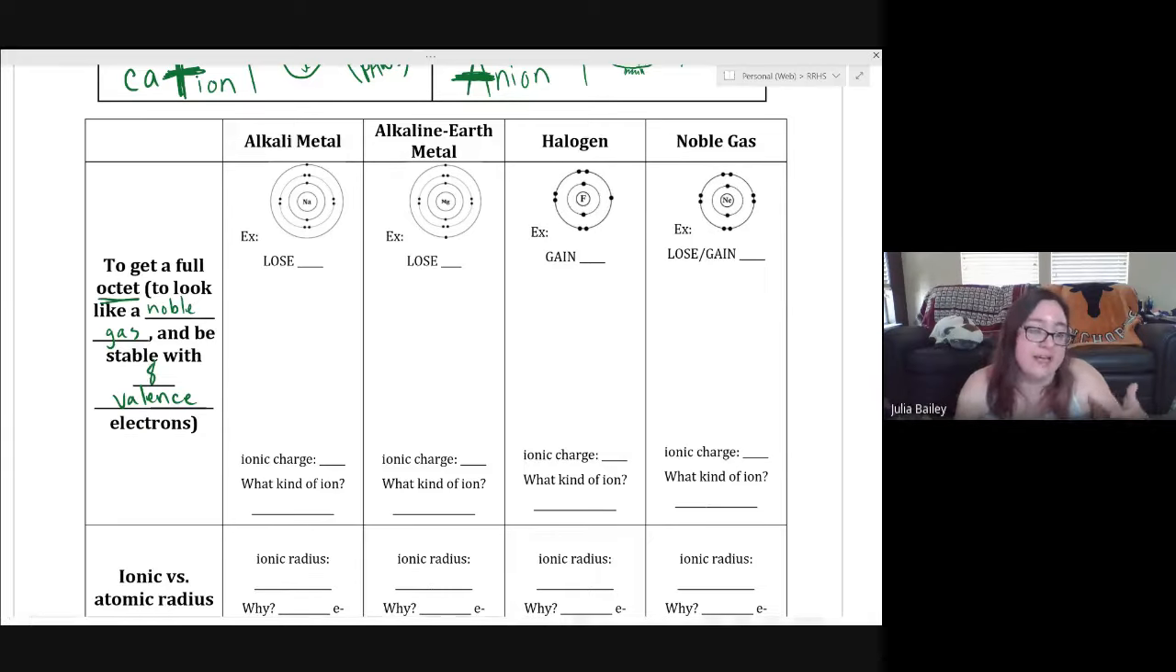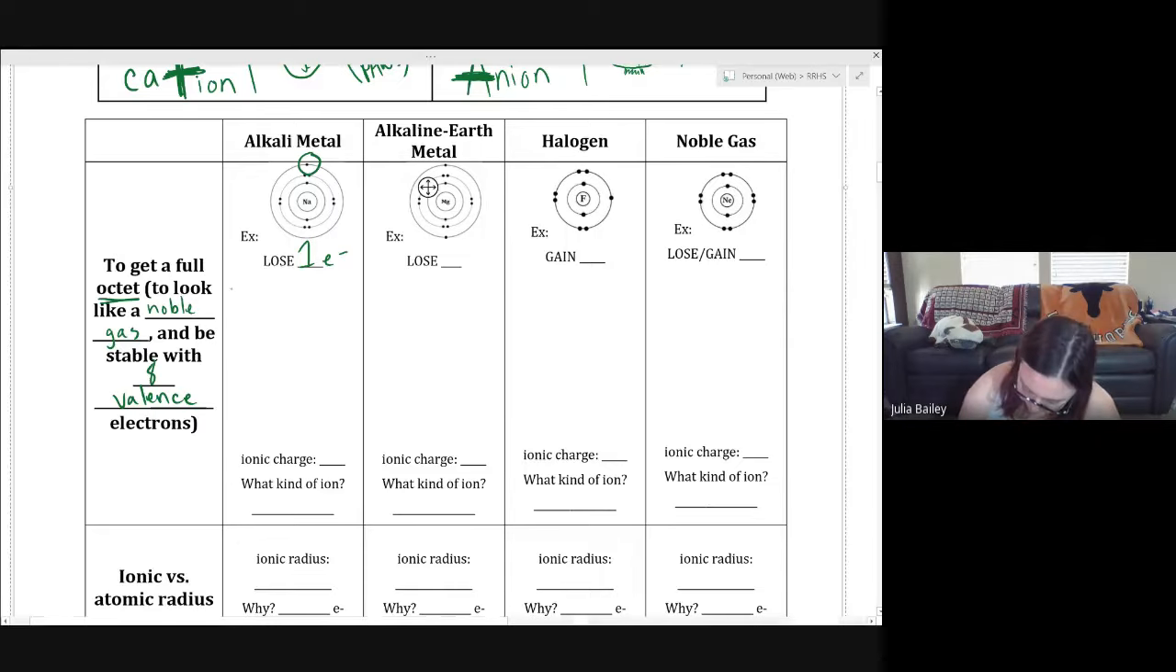But that song, the noble gases are like the cool kids, and all the other elements want to look like those cool kid noble gases. And so they will lose and gain electrons so that they can look like those noble gases. So the alkali metals, for instance, will lose 1 electron in order to look like the cool kids. They have that 1 valence electron that's just hanging out there, and they're going to lose it so that they can look like the cool kids, the noble gases.